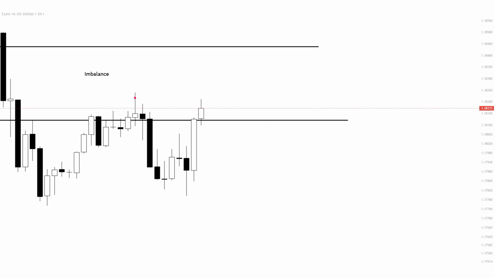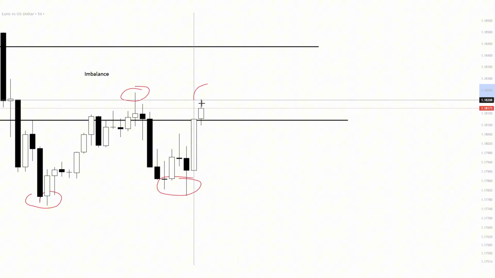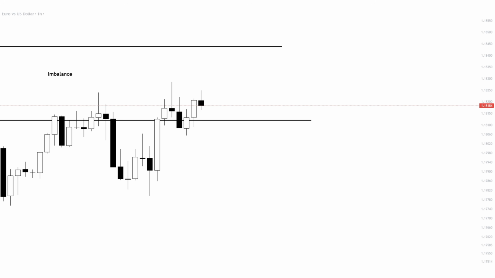Now we see that it rejected down from the imbalance. And probably when traders saw this bearish candle, they already started panicking and selling the market. But that doesn't make any sense because if you look at the swing levels, we still see a higher low formation. And now the market is approaching a higher high. It has not done it yet, but we are still bullish until the market breaks into a lower low.